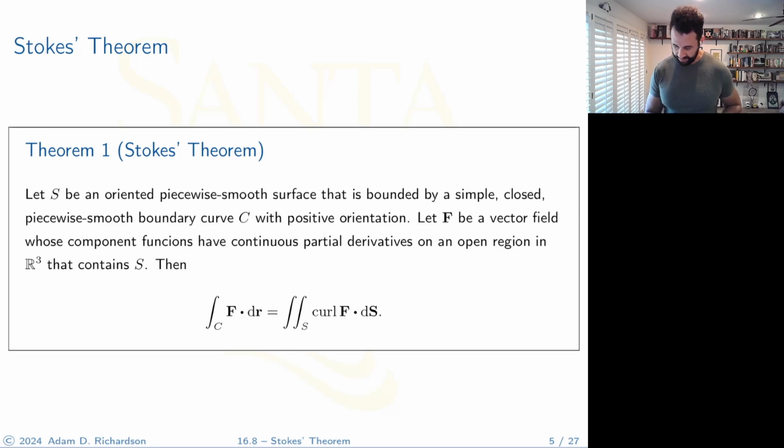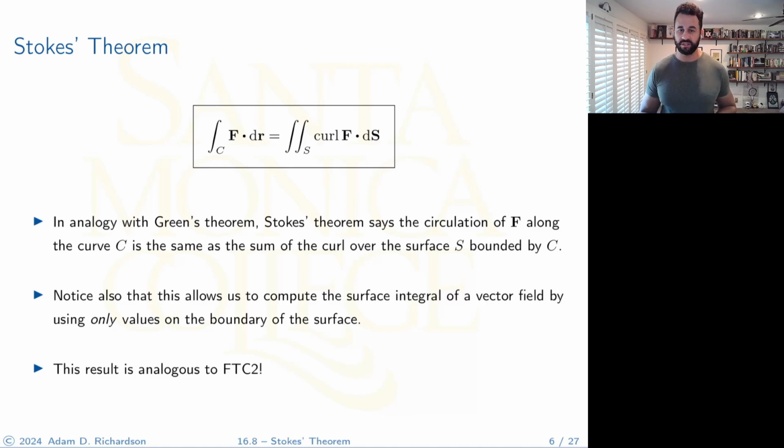So that's the statement. A couple bits of intuition here. This is pretty analogous to Green's theorem. Essentially it says that the circulation, quote unquote, of your vector field F along the curve C is the same as the sum of the curl over the surface S bounded by C. It's the same result we had for Green's theorem, but now the difference is that this is for a surface S that doesn't have to be a planar region. What's also really cool about this is why sometimes it is called one of the fundamental theorems of calculus.